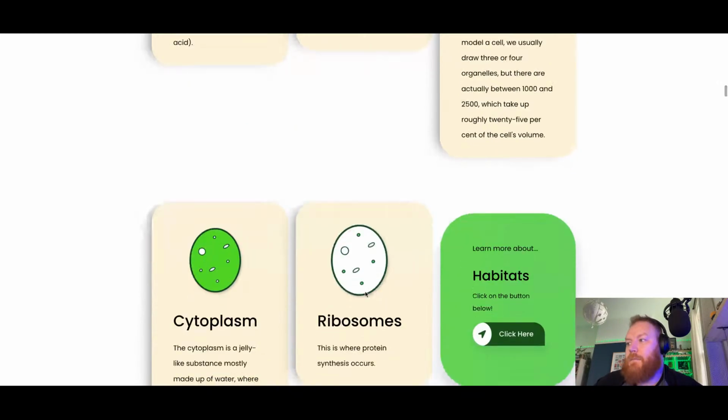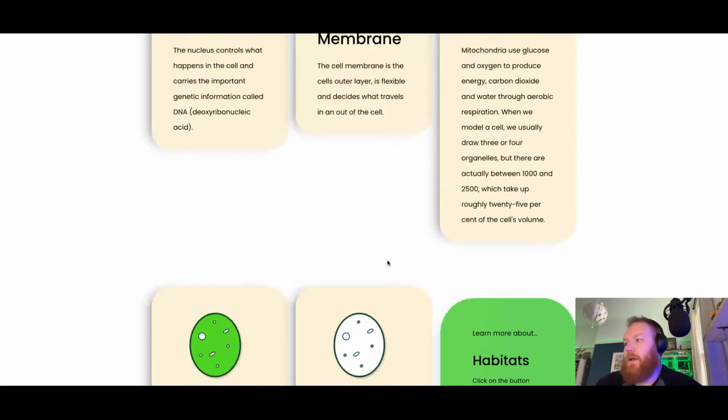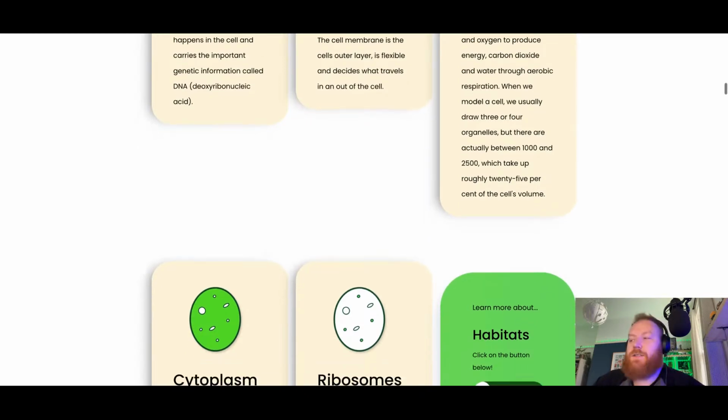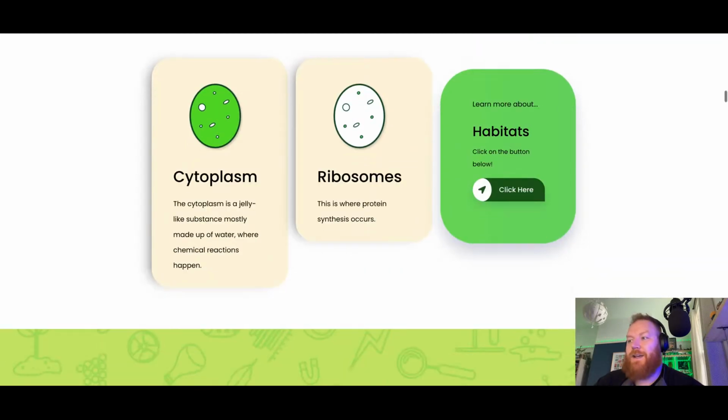And each actual cell in your body has anything between 1 and 2,500 mitochondria in them. So then, when you think about how many mitochondria you have compared to how many billions of cells you have, you start to realize how much stuff there is and what's going on.